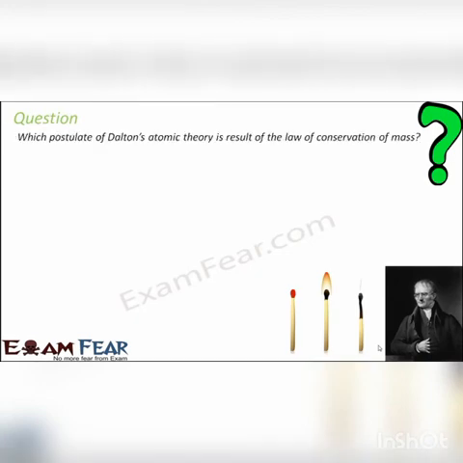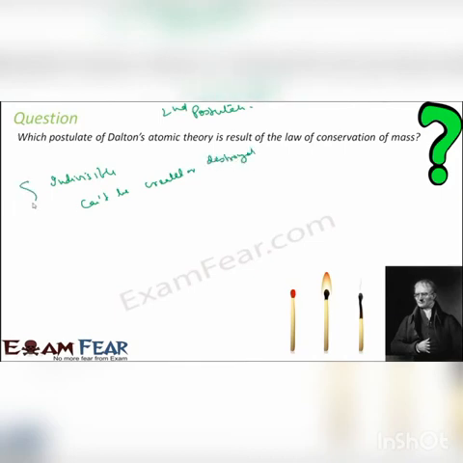Let's take a few more examples. Which postulates of Dalton's atomic theory is the result of the law of conservation of mass? So Dalton told that atom is indivisible. Atom is indivisible. The second postulate: it cannot be created or destroyed. So this particular theory talks about the law of conservation of mass.